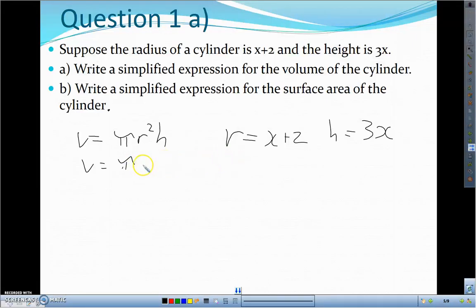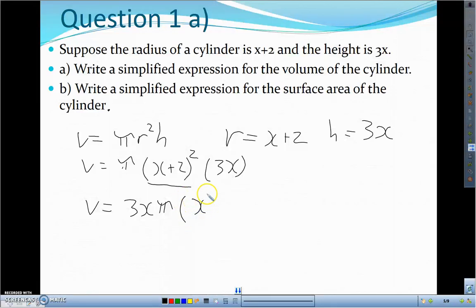Well, we could also expand this a little bit further before we put this in, but let's try it here. x plus 2 squared times 3x. I'm going to expand this x plus 2 squared first to make my life easier. I'm going to rewrite it with the 3x pi out front: 3x pi times x plus 2 squared, which is x squared plus 4x plus 4. I'm going to now multiply through by the 3x pi. Volume is equal to 3x squared will then turn into x cubed.